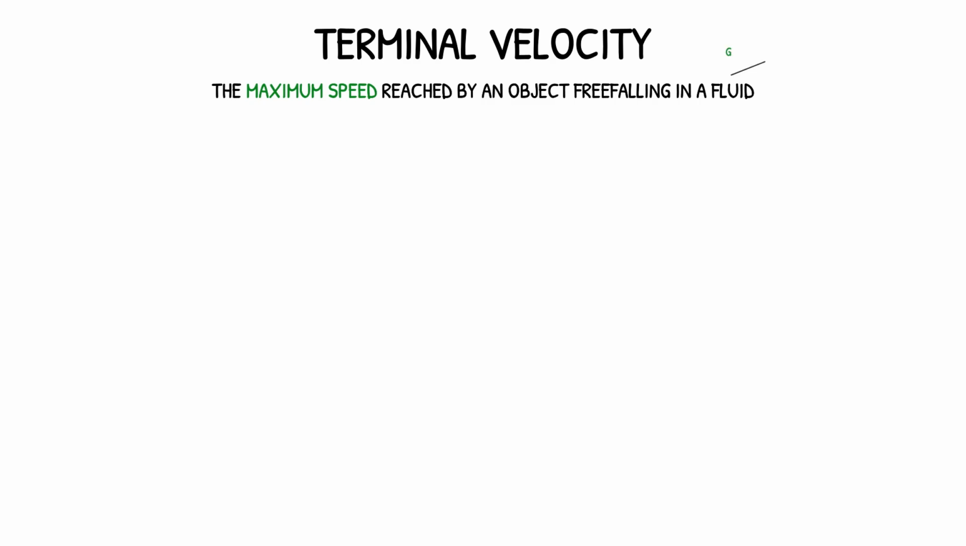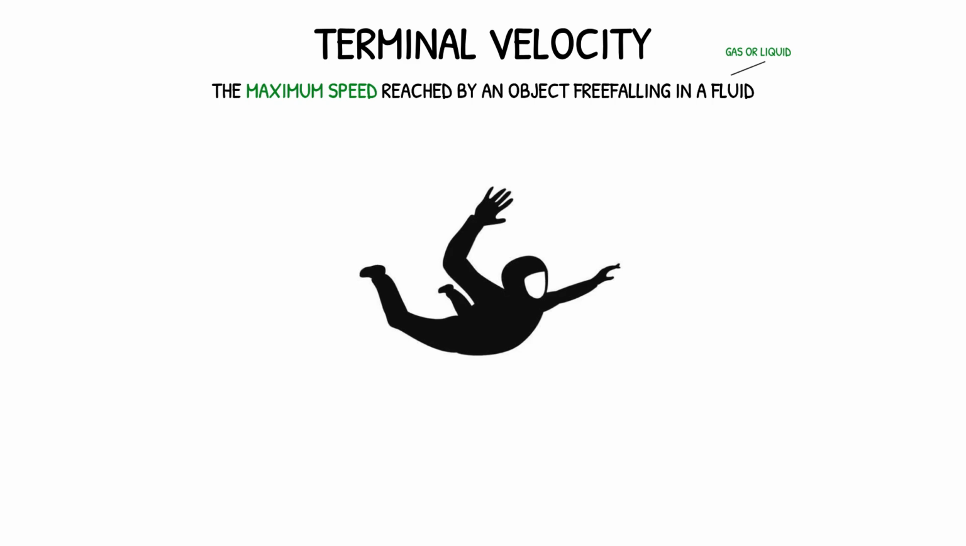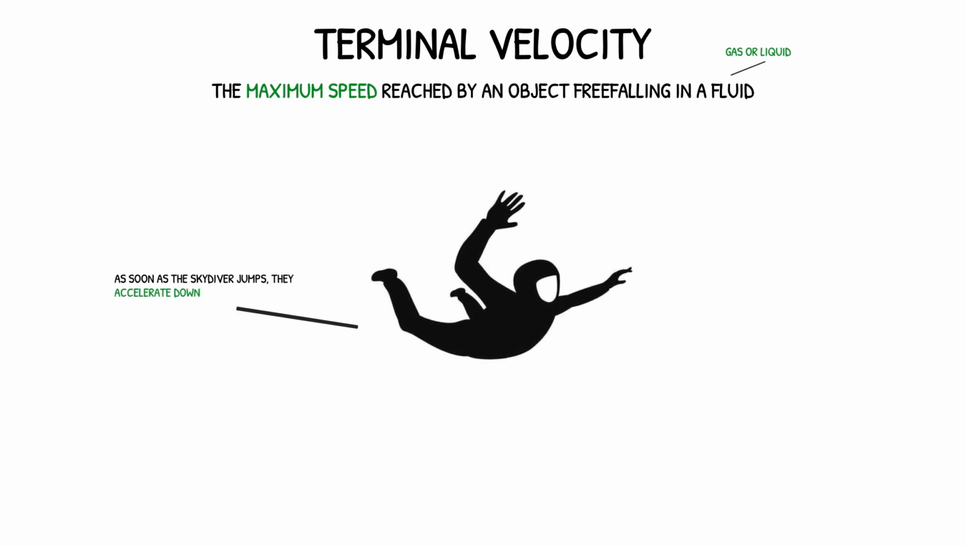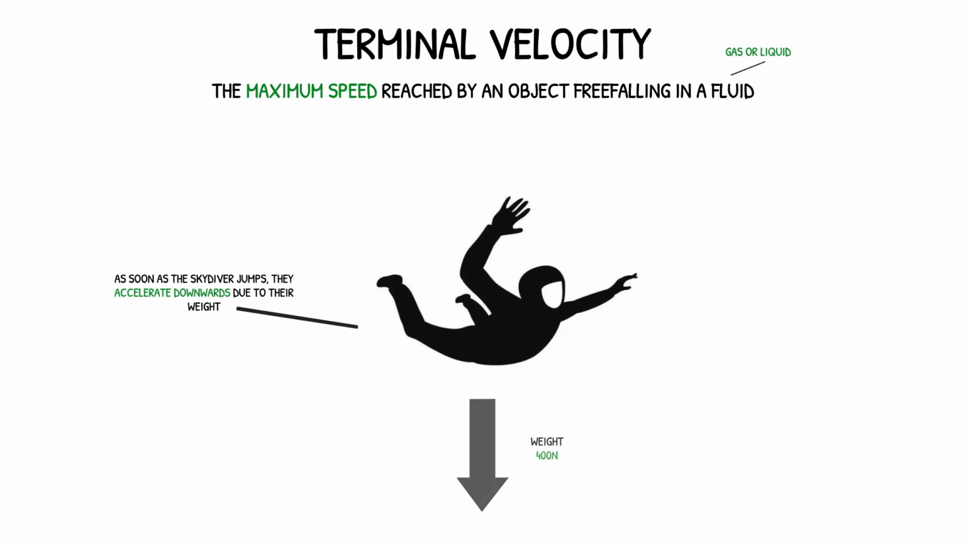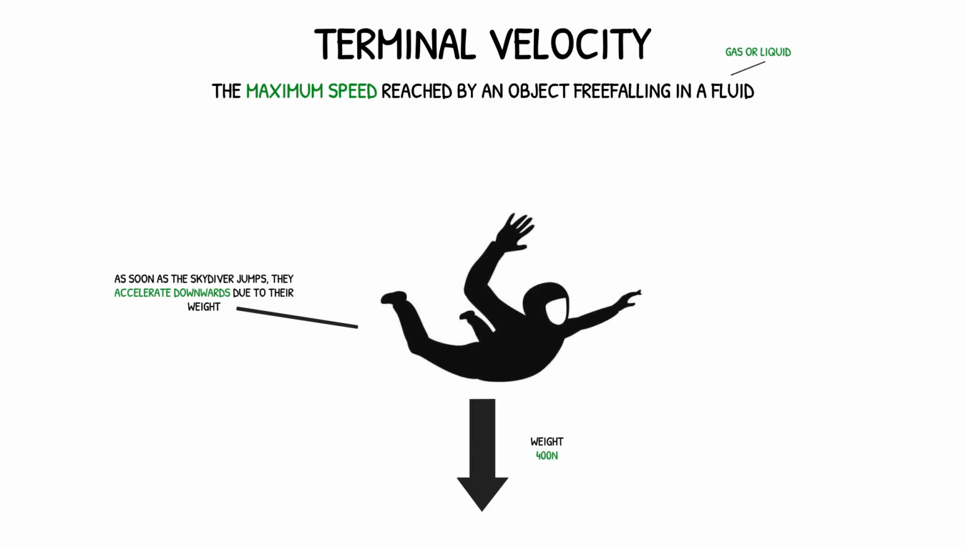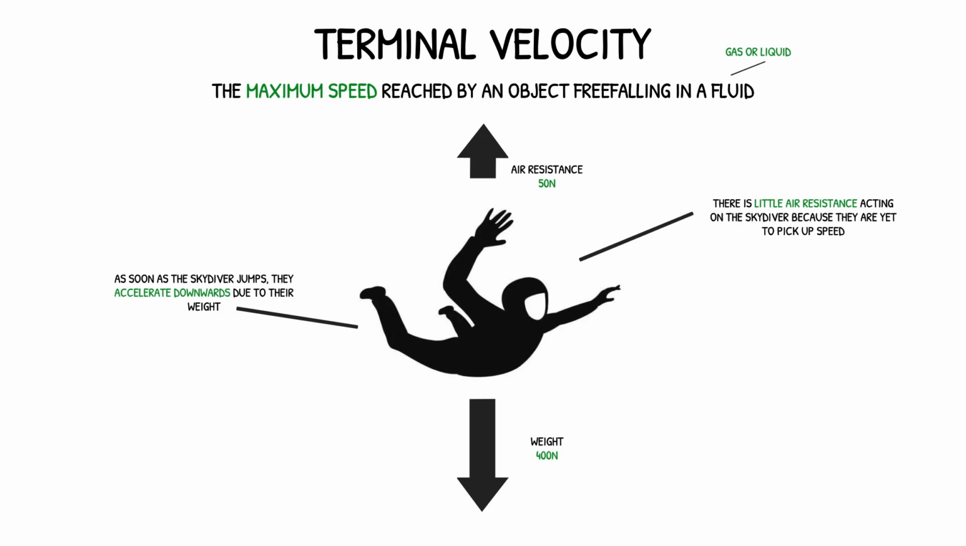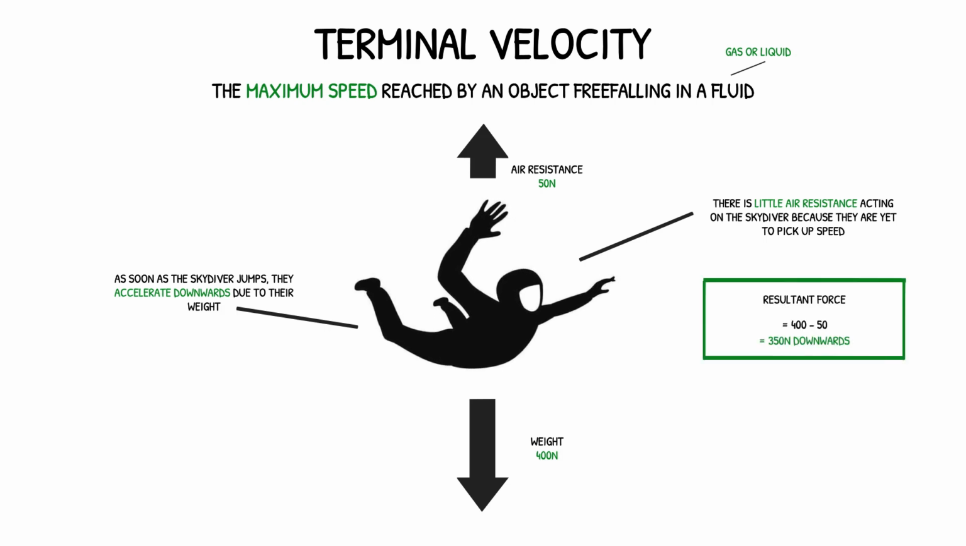Newton's first law of motion can be used to explain why an object reaches its terminal velocity. That is, the point where an object free falling through a fluid, such as a gas or liquid, reaches its maximum speed. Let's use the idea of a skydiver jumping from an aircraft to explore this concept. As soon as the skydiver jumps, they immediately accelerate downwards due to their weight. At this initial stage, there is little air resistance acting on the skydiver because they are yet to pick up speed, so the resultant force downwards is large.